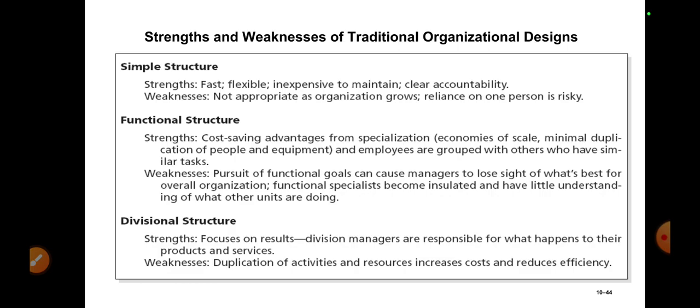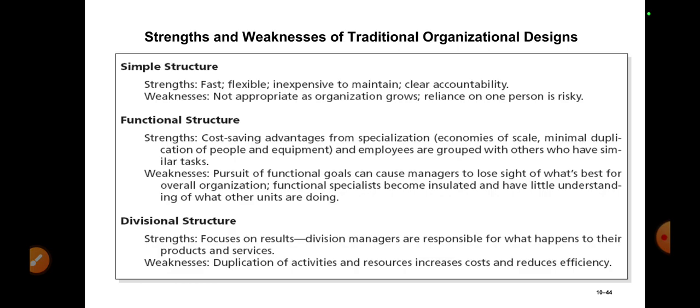And divisional structure, the strength is focus on the result. So division managers are responsible for what happens to their products or services. As they separate their business, they make a separate administration, and this separate administration can take its own decisions. And if they can introduce new types of technique, new types of technology, they can be successful in their own field. But the problem is that duplication of activities and resources increases cost and reduces efficiency.